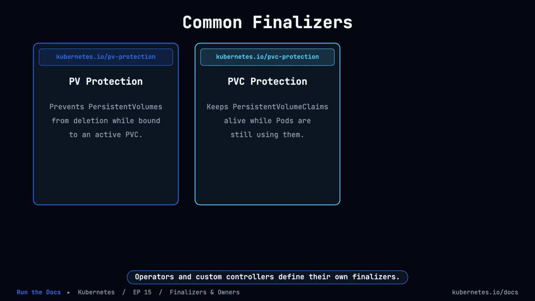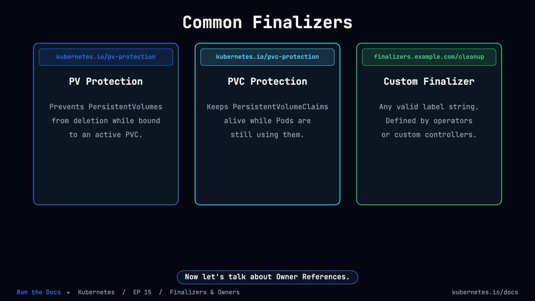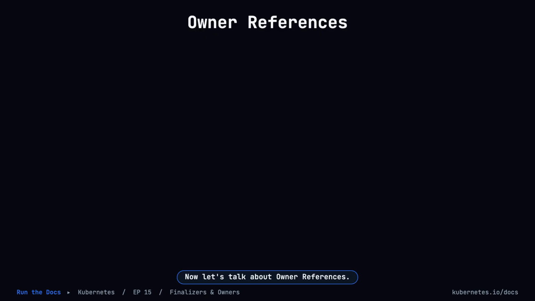Operators and custom controllers define their own finalizers. Any valid label string works as a finalizer key, for example, finalizers.example.com/cleanup.